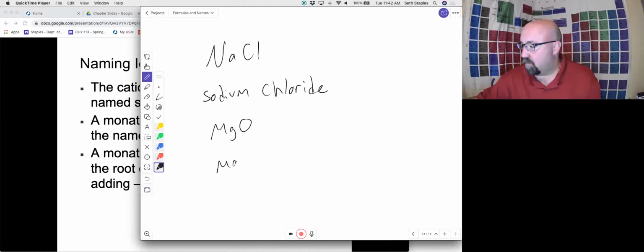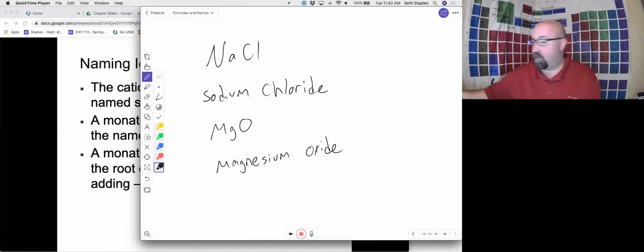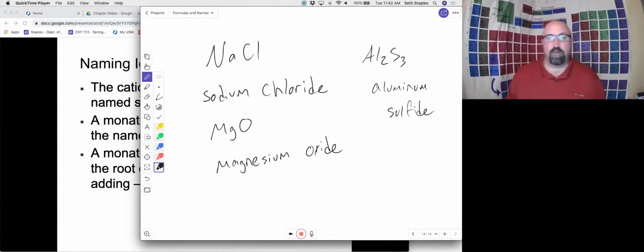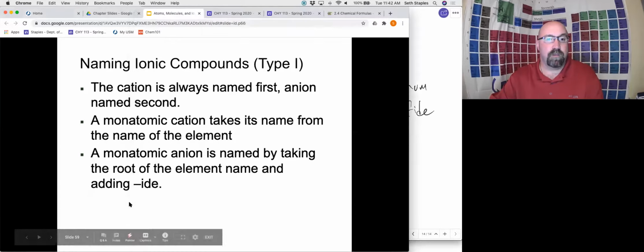MgO, magnesium oxide, and so on. Al2S3 is just aluminum sulfide. And so when we're talking about what we call a binary monatomic ionic compound, binary, just two atoms or two ions. Monatomic, both ions are monatomic. You just put them together like that, and that's really all there is to it.